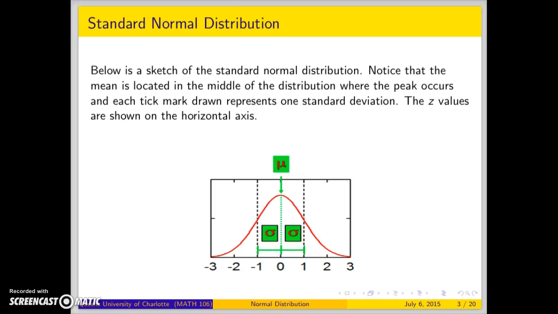So here's a sketch of the standard normal distribution. If you remember, we put the mean in the middle, which is 0, and here's 1 standard deviation above, 2 standard deviations above, and 3 standard deviations above, and then 1, 2, and 3 below. And the values on the bottom are the z's, and the area underneath the curve between those values are the probabilities.